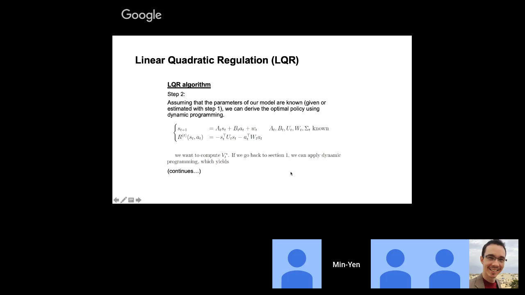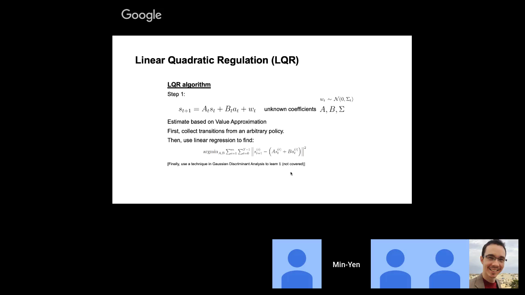So what's the intuition behind this linear regression step? What is it trying to do? Does anyone know?